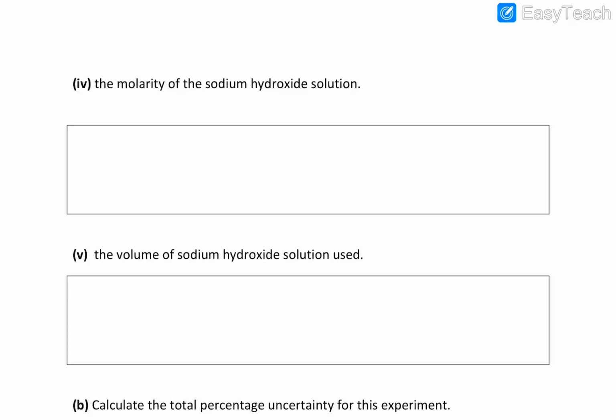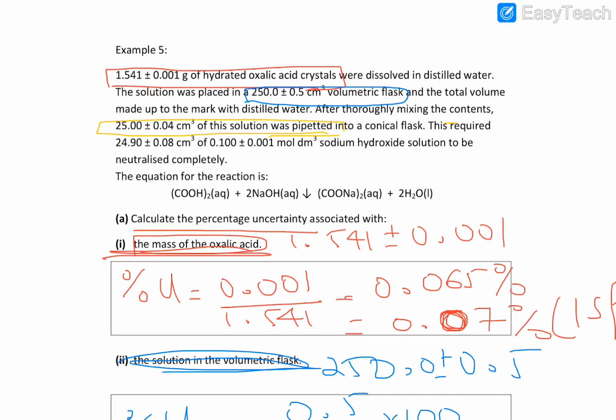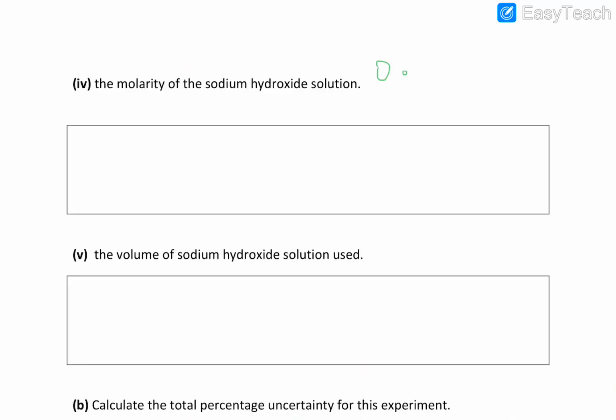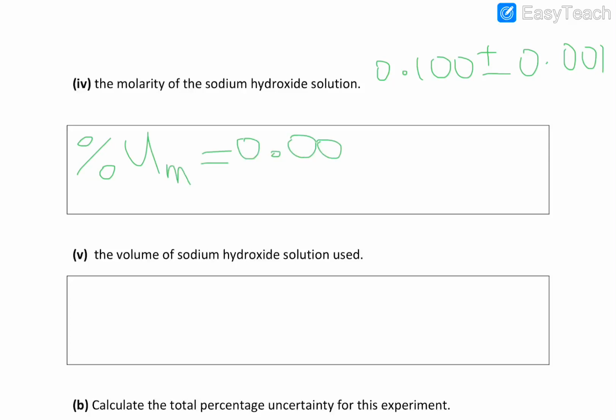Okay, and the molarity of sodium hydroxide, so molarity, so that's the volume. So here that's the volume, this is volume, and molarity is here, sodium hydroxide. So that's 0.1 plus minus 0.001. So percentage uncertainty in molarity is going to be 0.001 over 0.1 times 100, that gives me 1%.